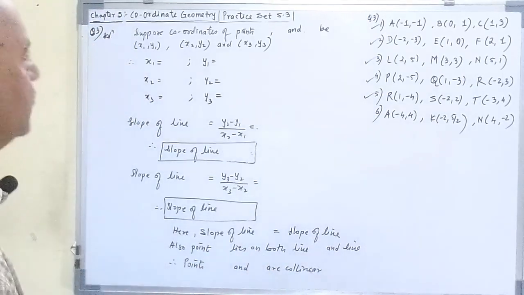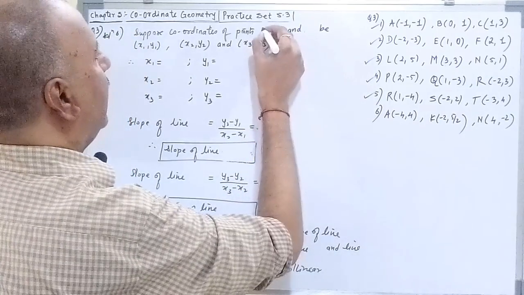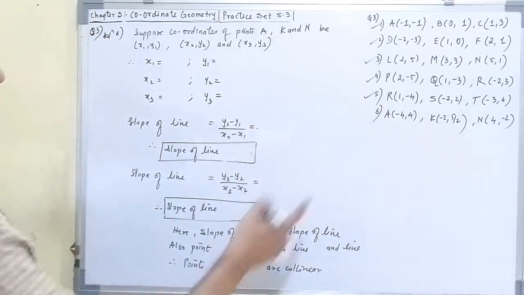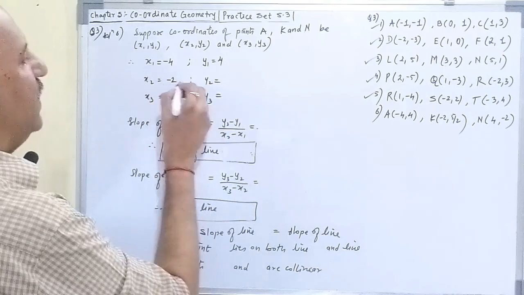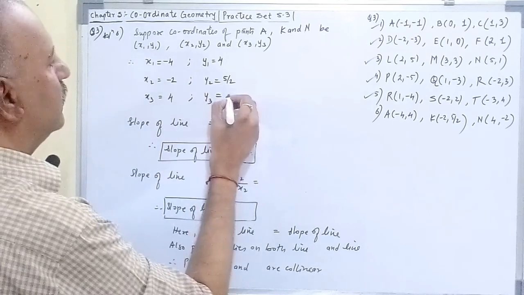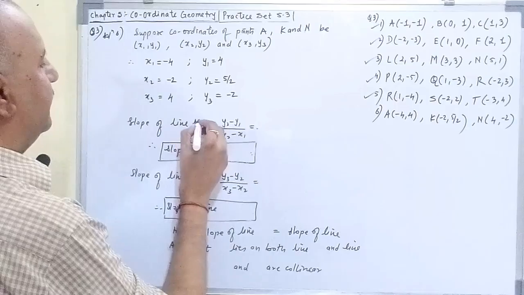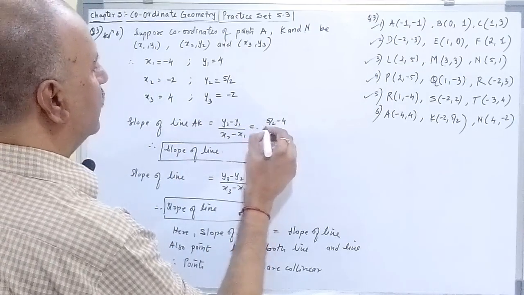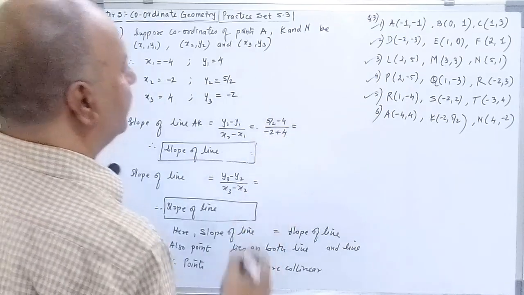So, sixth question. Points A, K and N. A is (-4, 4), K is (-2, 5/4)... Start. The first line is AK: it is 5 upon 2 minus 4 upon minus 2 minus minus plus.